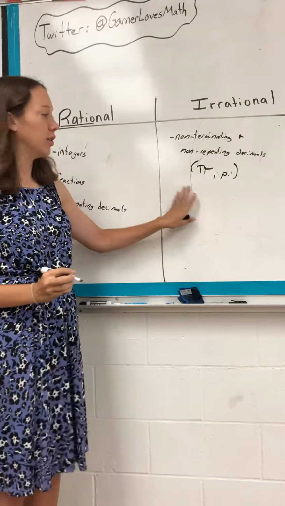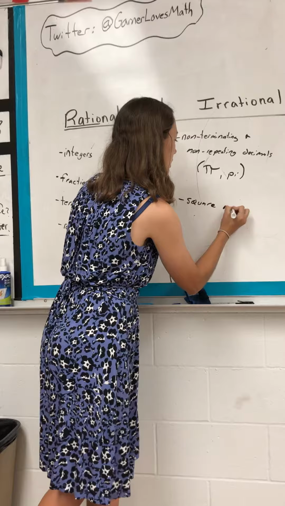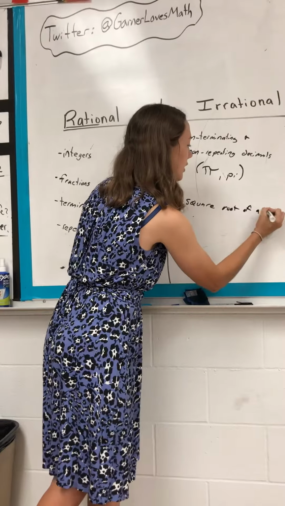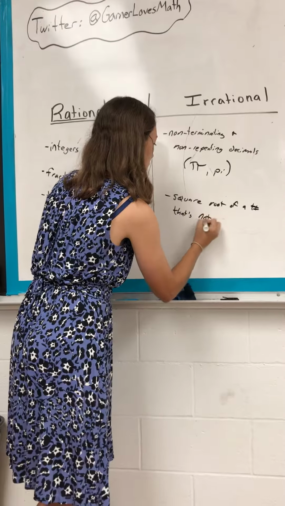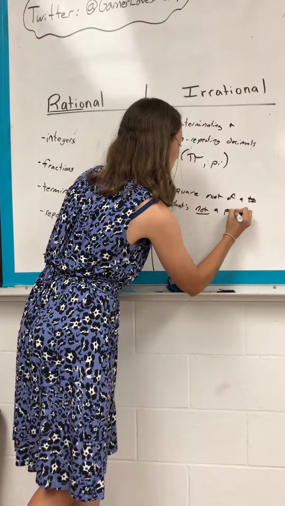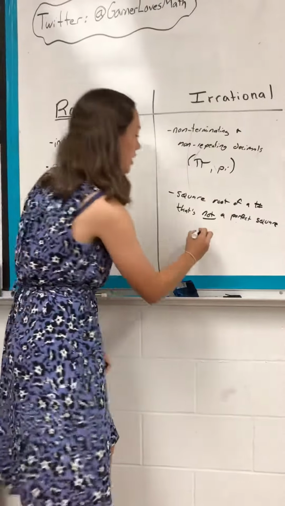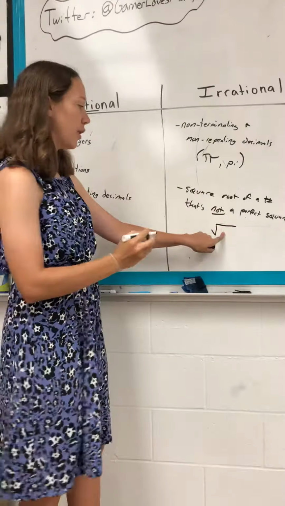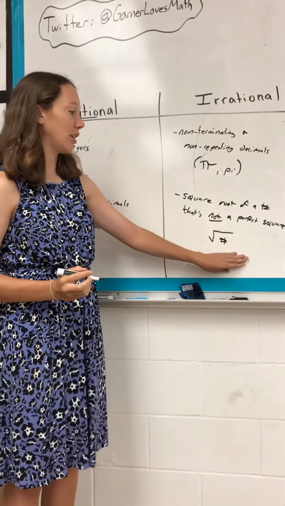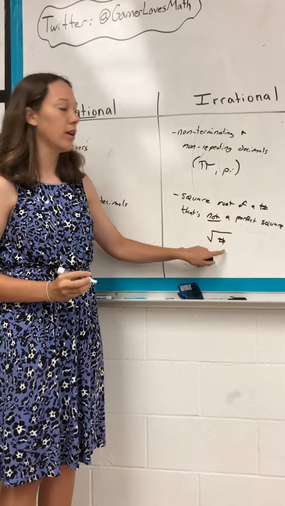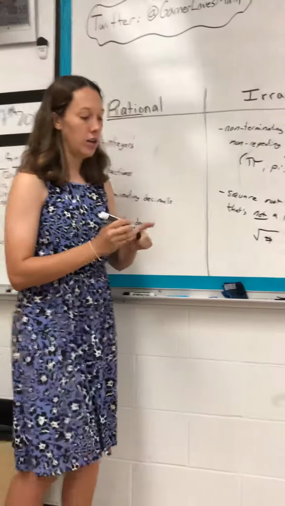And then the only other way you're going to have an irrational number is if you have a square root of a number that's not a perfect square. So just a reminder, a square root symbol looks like this check mark. If our number underneath here is not a perfect square, then it's going to be irrational. If that number is a perfect square, you're able to simplify it into an integer, which would move it over here to the rational side.